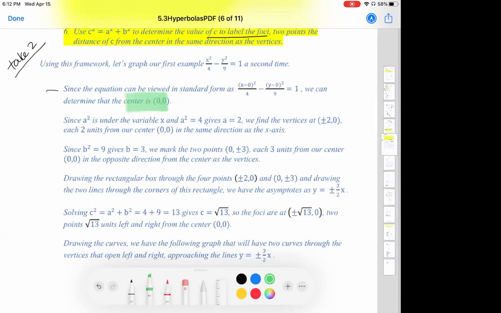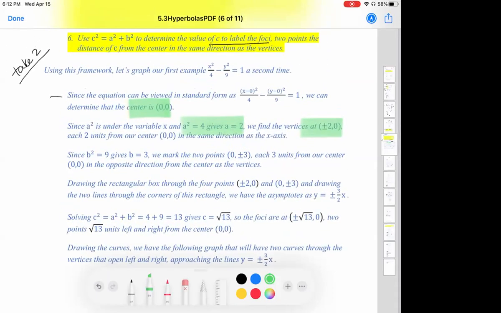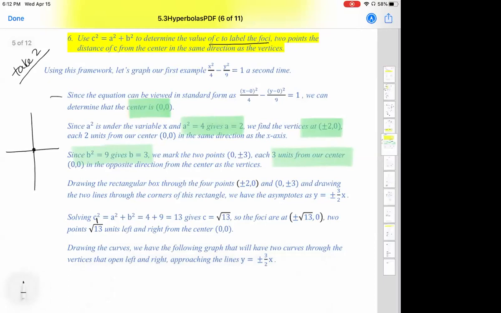A squared is under the x, so a equals 2. So we're going to go left and right 2 to get these vertices, plus or minus 2 from the center, the same direction as our x. We have b of 3 because b squared equals 9, so b equals 3, and we go up and down 3 units from the center. Okay, now we draw a box. So let me help you out here. We have our center. We're saying we're going to go left and right 2.